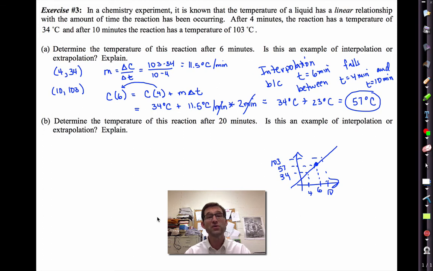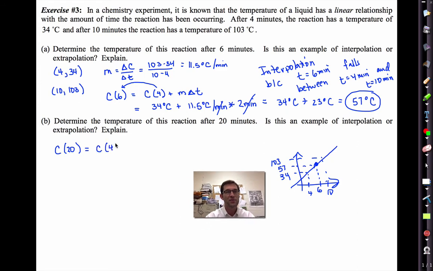Now, what's cool is you can approach this problem from two or three different standpoints. You could say, I'm going to figure out the Celsius temperature at 20 minutes by taking the Celsius temperature at 4 minutes and adding to it the slope times the change in time. The Celsius temperature at 4 minutes is 34 degrees Celsius. The slope is 11.5 degrees Celsius per minute. And the change in time as we go from 4 minutes to 20 minutes is 16 minutes. We cancel that all out, add them together, and we get 218 degrees Celsius. Man, that thing's hot.